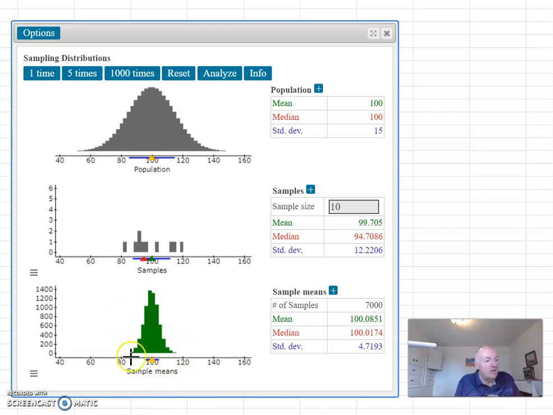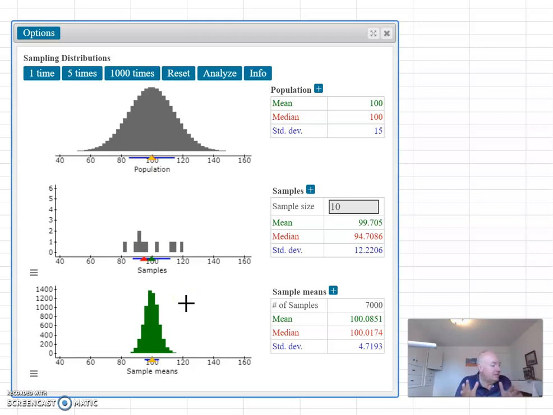The standard deviation, and don't worry, I'll put this in writing so you can see it. But the standard deviation of the sample means is this standard deviation divided by the square root of the sample size. So this standard deviation is this standard deviation. So 15 divided by square root of 10. Okay. So the reason I say that is because this is what this means.